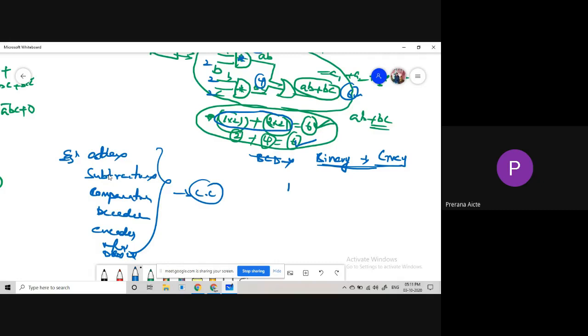If I'm taking 10110, it is in binary form. So how to convert this into gray code form? Do you know or not? Are you people aware of this topic, binary to gray code converter?